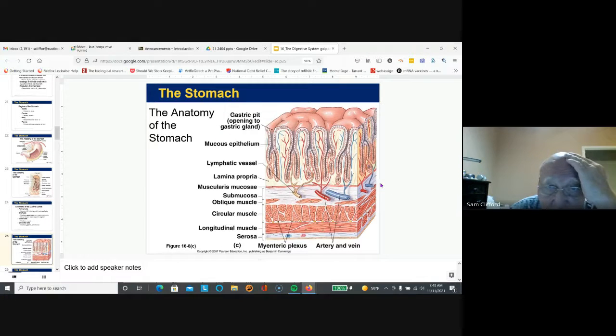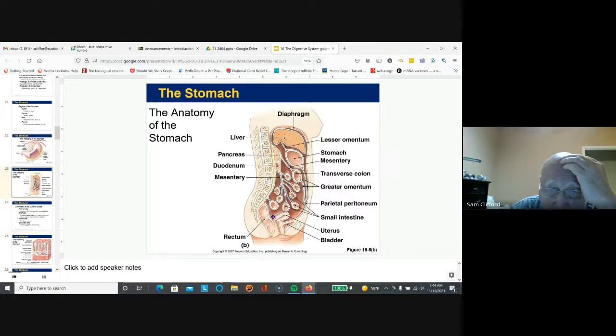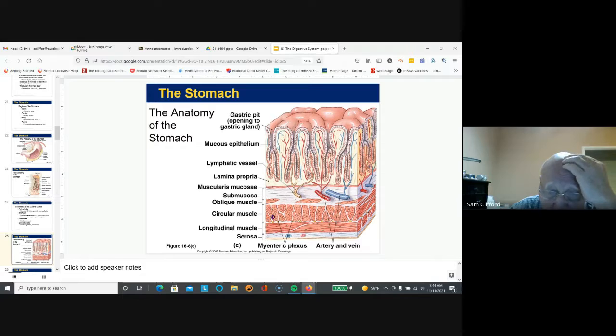So the stomach has layers: the mucosa, the submucosa, the muscularis mucosae, and it has longitudinal muscle and circular muscle. This muscle is for churning and movement of the food. The mucous epithelium secretes mucus. Blood and nerves and lymphatic vessels are in the submucosa. And we also have an oblique layer of muscle. So the stomach has 3 muscle layers: oblique, circular, and longitudinal.